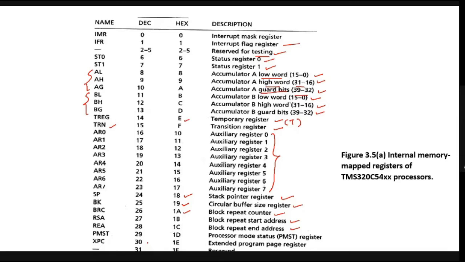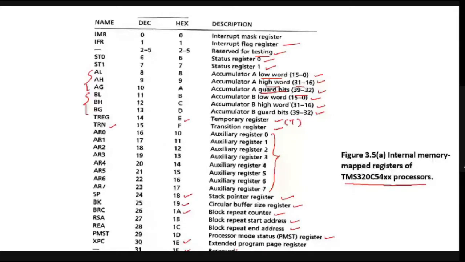And we have PMST, the processor mode status register, which is one of the important registers used in DSP architecture and algorithms as far as the TMS320C54XX processor is concerned. Next, at decimal value 30 and hexadecimal value 1E, we have XPC, that is the extended program page register. Here the memory is divided into pages, page 0, page 1, page 2, page 3, etc. So this is to address those particular pages, which we call the extended program page register. And the 1FH location is reserved for future application.